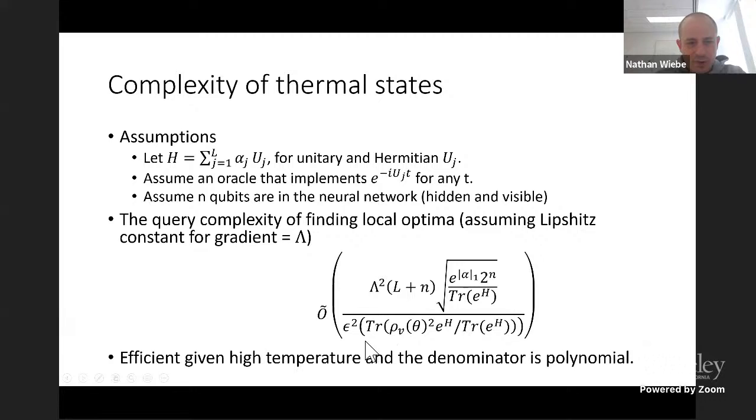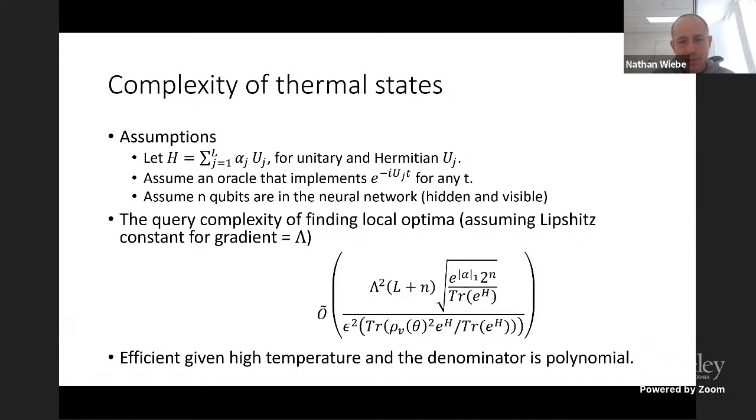So everything that we end up getting in this ends up depending on the ratio of this e to the 1 norm of the coefficients of the Hamiltonian divided by this other junk over here. So in the event that the trace of the exponential of the Hamiltonian relative to this junk at the top is actually order 1, then we can efficiently, using this method, go through the entire gradient optimization process.